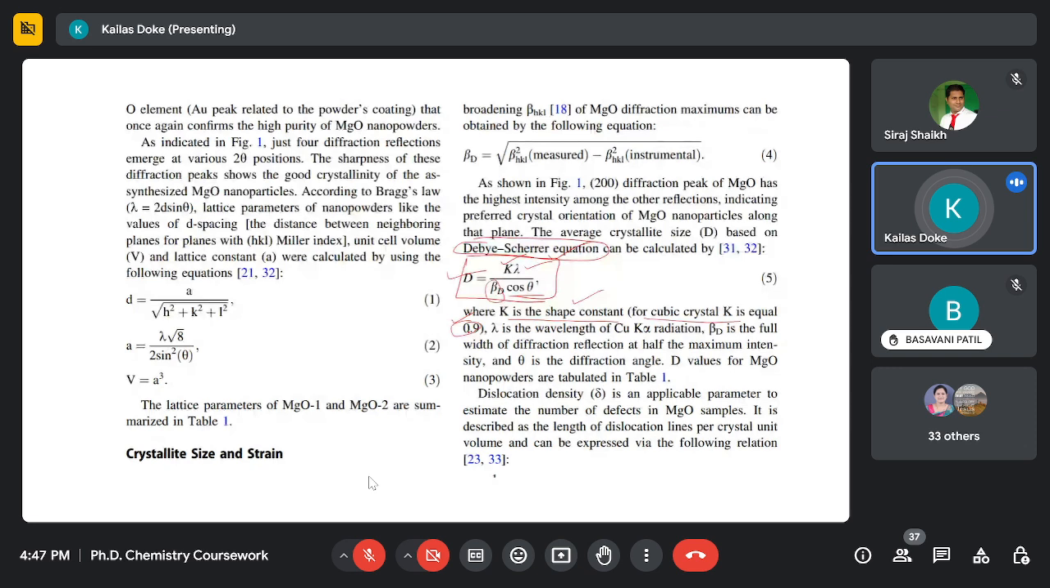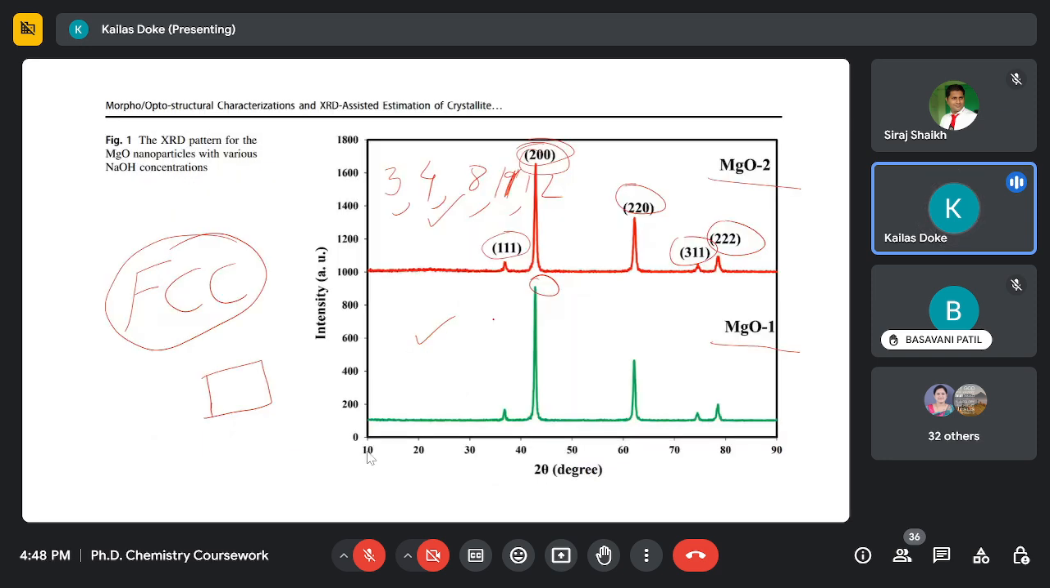2 intense peaks. They calculated for the other peaks also, but because of shortage of time, I will show only the 200 plane, which is the intense peak.